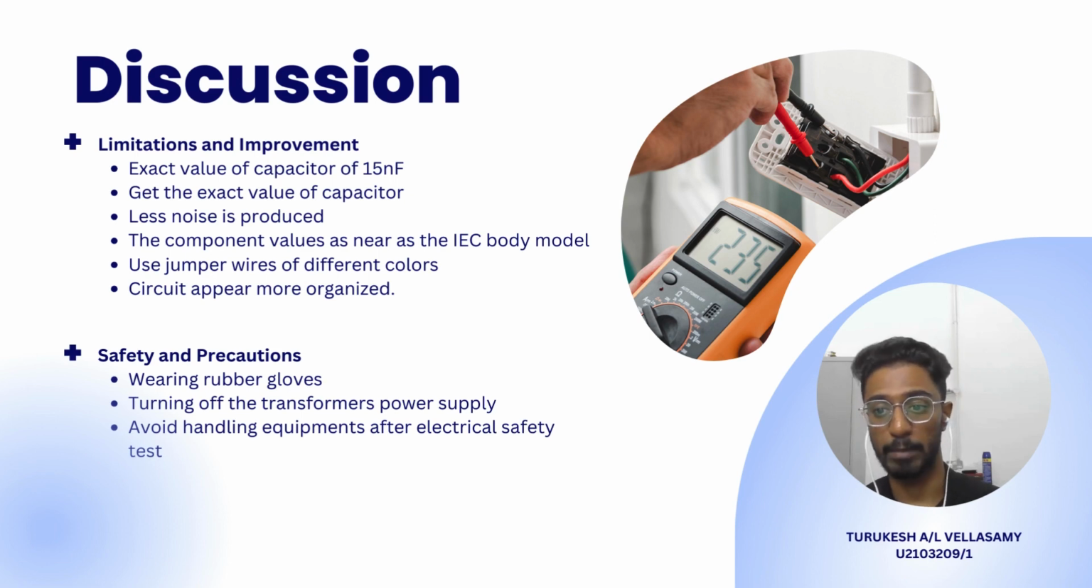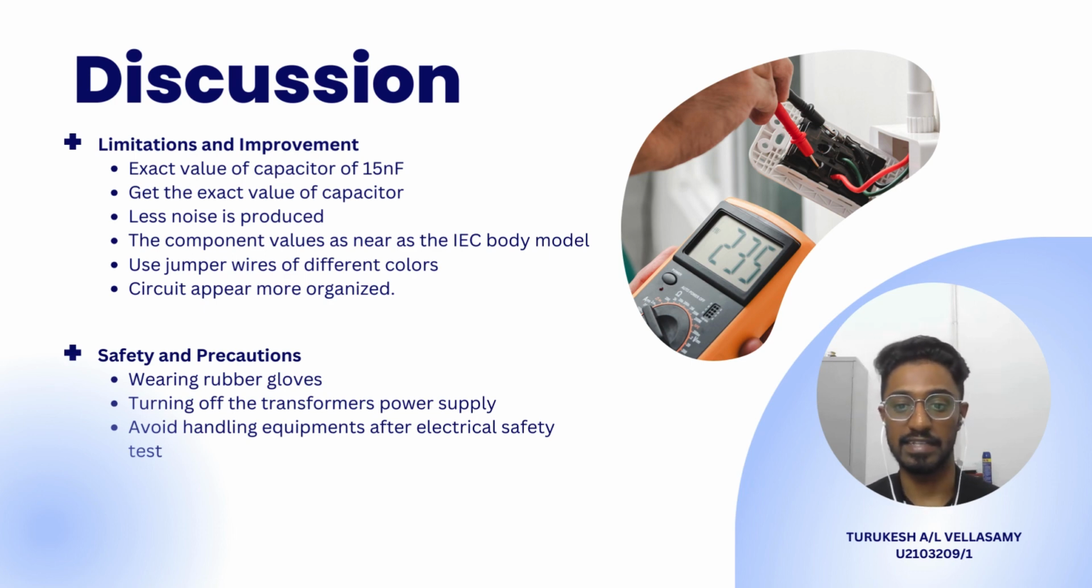Moreover, there are more improvements that can be made on the self-designed prototype. The resistor and capacitor values utilized in the developed measuring circuit should be as near to the values suggested by the IEC body model. This will improve the accuracy of the findings when the electrical safety test is carried out. In addition, the jumper wires connecting the multimeter, transformer, and medical equipment should be in different colors to avoid confusion.